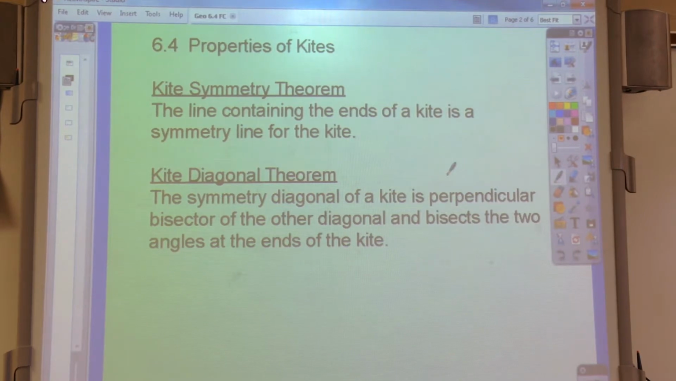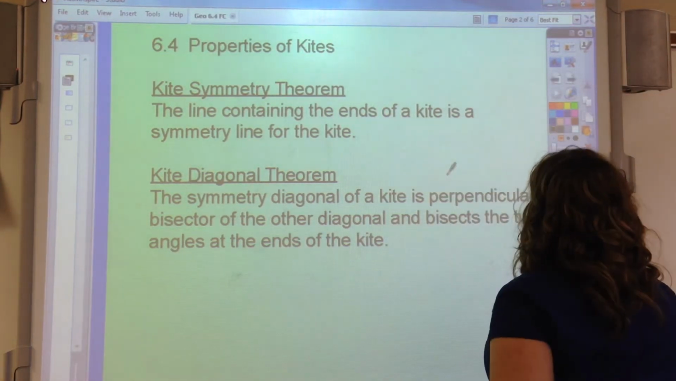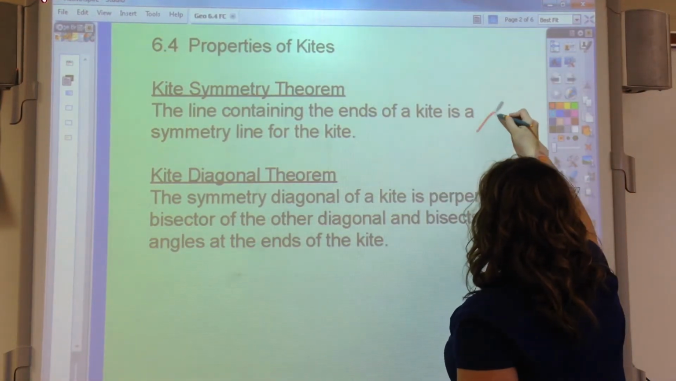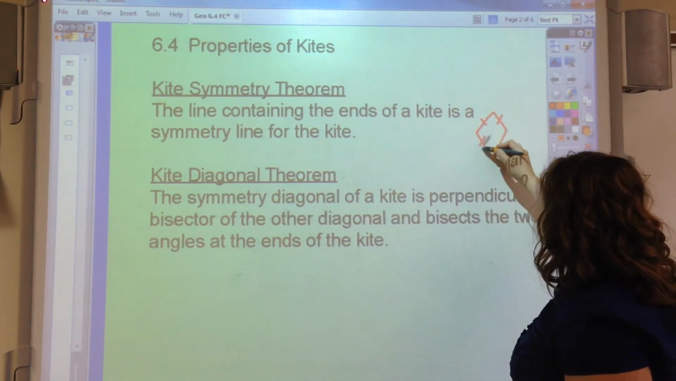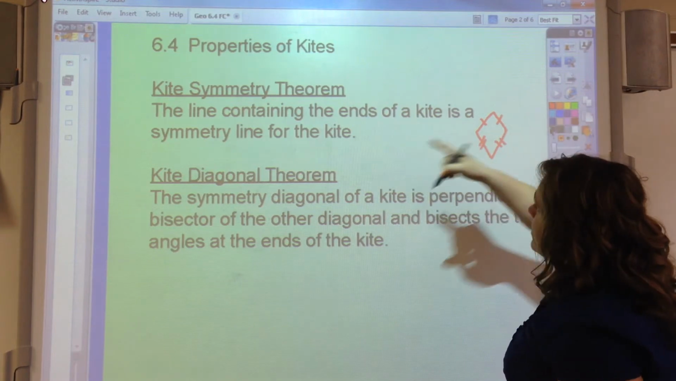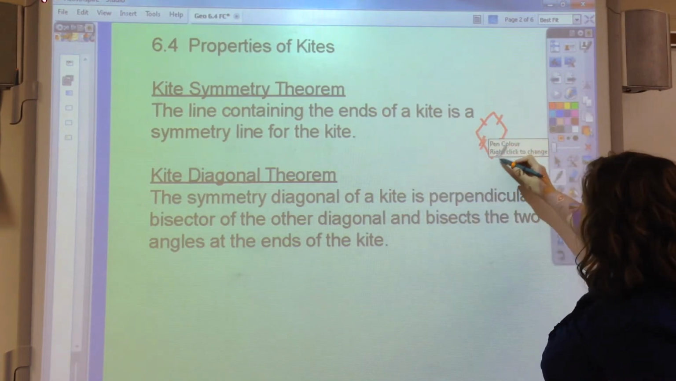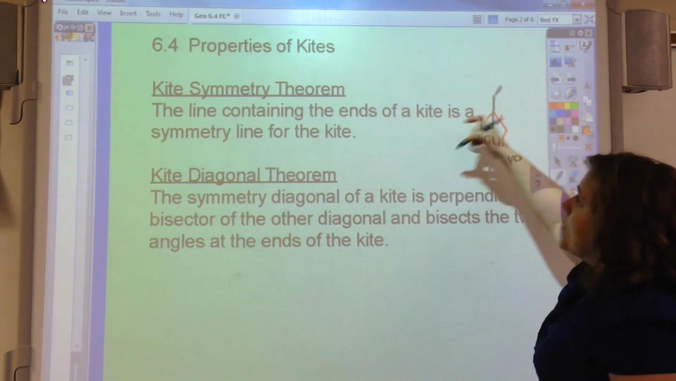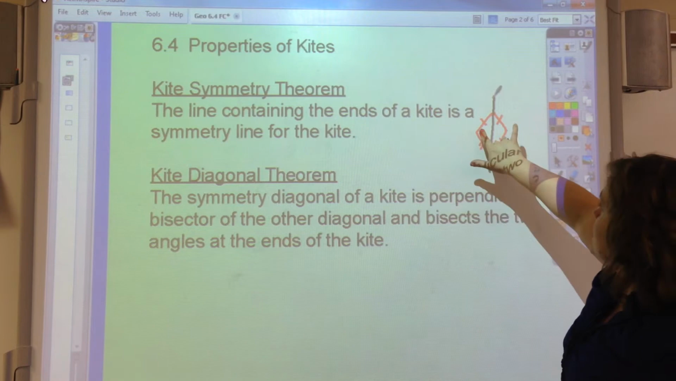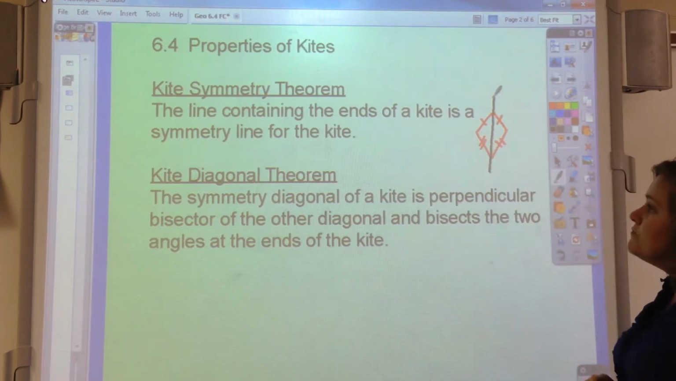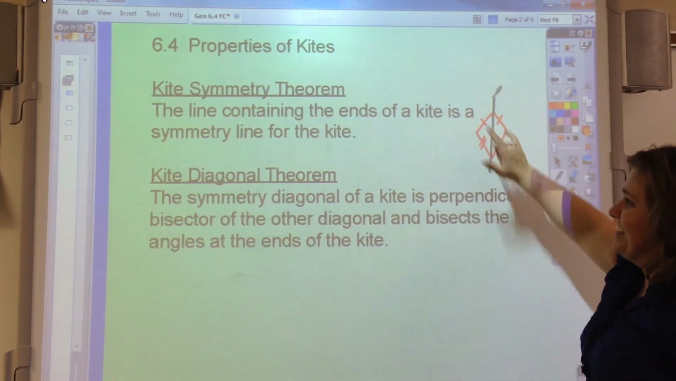So first, let's talk about the kite symmetry theorem. The line connecting or containing the ends of a kite is the symmetry line for the kite. Let me draw you a picture of that. If I have a kite, we remember that our consecutive congruent side lengths determine a kite, and here I'm saying that the line containing the ends of the kite must be the symmetry line for the kite, meaning that it's the perpendicular bisector between these 2 points. Agreed? Or the segment that would connect these 2 points.